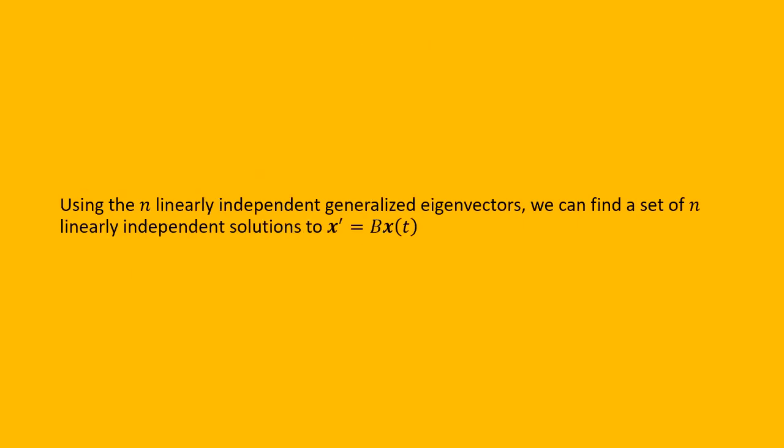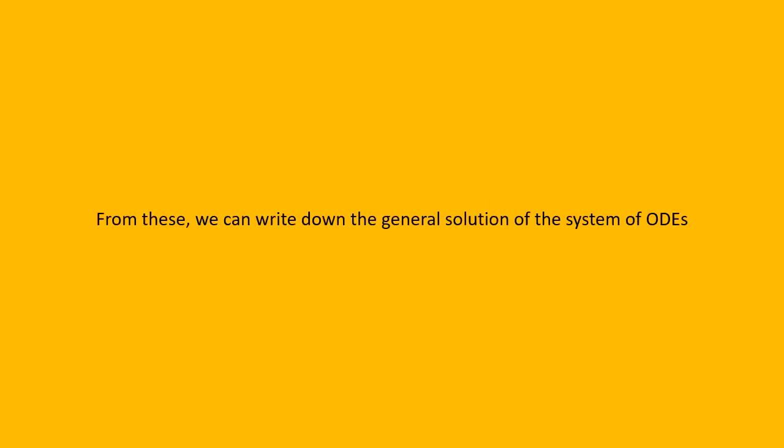Using those n linearly independent generalized eigenvectors, we can find a set of n linearly independent solutions to the system of ordinary differential equations, x prime equals the matrix B times x of t. From this set of linearly independent solutions, we can write down the general solution to the system of ordinary differential equations, x prime equals B times x.